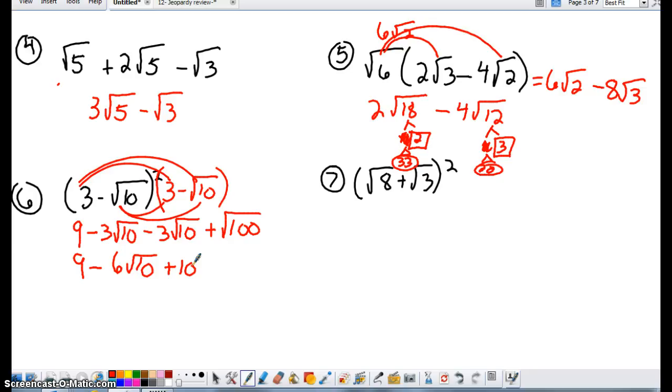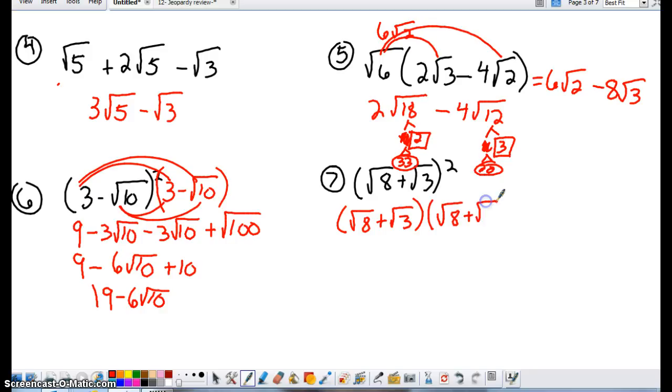Combine like terms now, 9 and 10 give me a total of 19 minus 6 root 10. I cannot combine together the 19 and the 6 root 10 because the 6 has the root 10 on it. So that one is finished. Number 7, again, we're going to rewrite this one out. This is going to be the square root of 8 plus the square root of 3 times the square root of 8 plus the square root of 3.